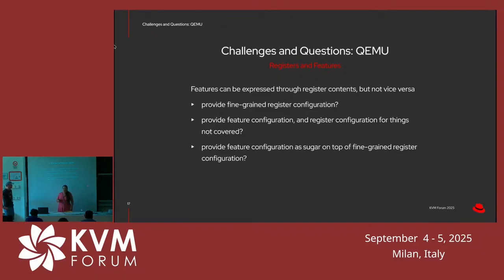So we can have the ARM way, just do everything in registers. We can have the other way, where we use features, and ID register configuration for stuff that isn't covered by features. Or we could go ahead and use fine-grained registers and have some sugaring on top that makes feature bits emulated. So if you have feature foo set, you just set internally in QEMU the relevant bits in the relevant register.